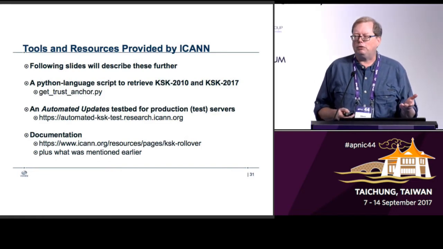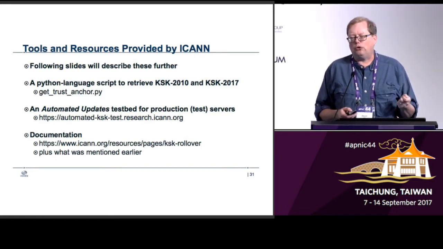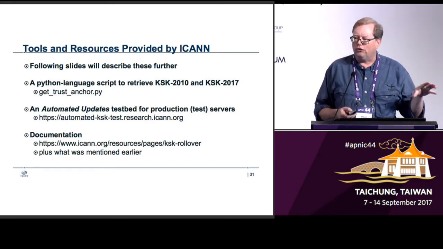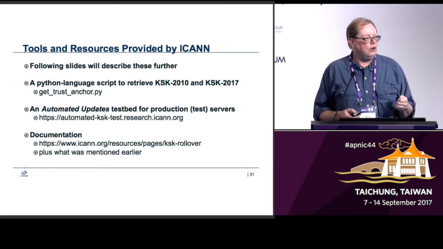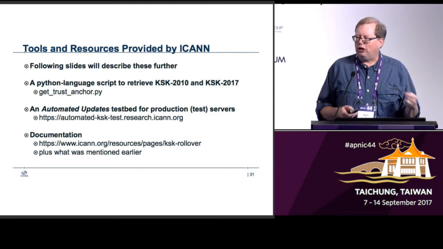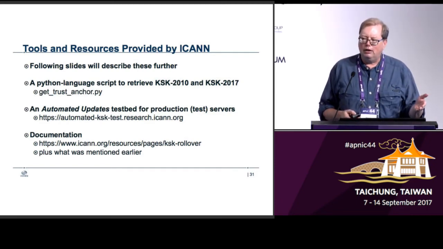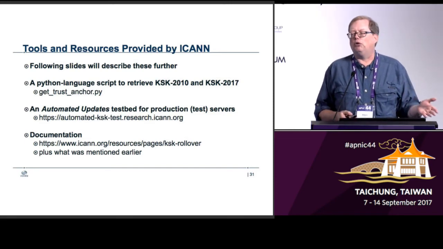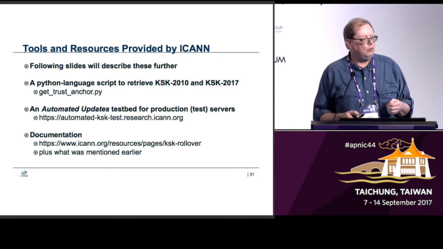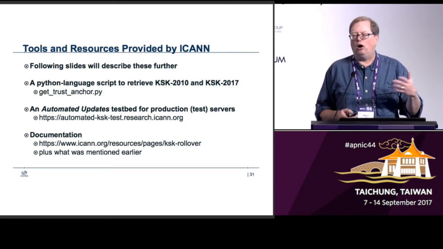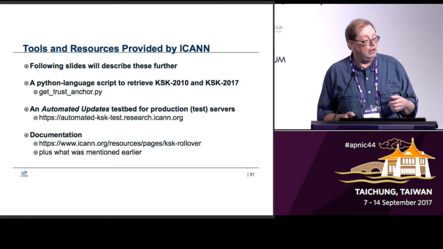One is a script that helps you pull down the trust anchor information from ICANN and show that it's been trusted and verified according to a couple of rules we have set out there. We have an automated updates test bed, which lets you see if your name servers will actually understand 5011. Again, that would help you in the future at this point, not so much for this key role. And we have documentation at a web page hanging off of ICANN.org's main page.